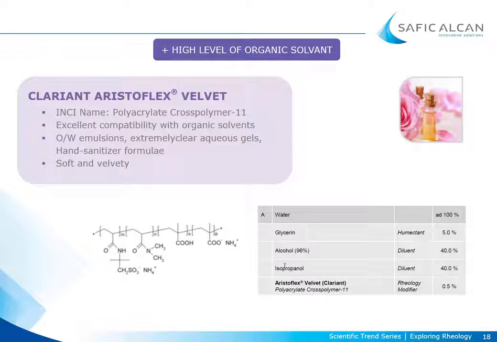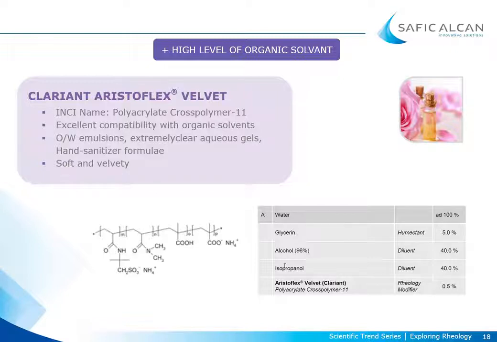With Clarion Aristoflex Velvet, we stay pretty much in the same area. This is a synthetic ingredient with extra sensorial benefits and a great compatibility with organic solvent. Aristoflex Velvet is a polyacrylate cross-polymer, so here we are dealing with polyacrylate chemistry. Probably use it above 5.5, check for salt compatibility. You can make extremely clear gels with soft and velvety touch.